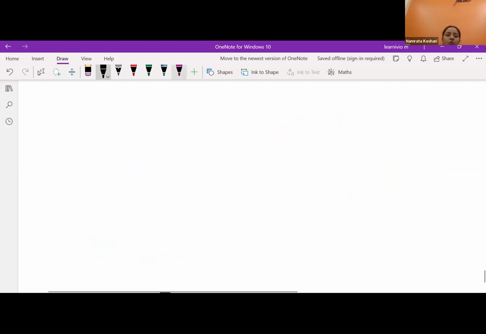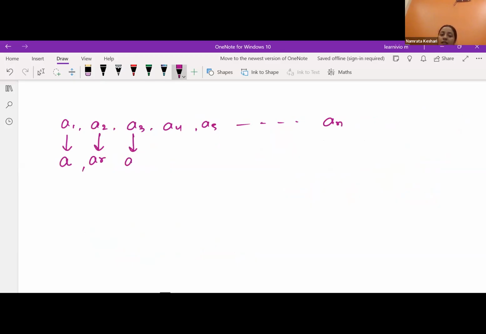That means if we are thinking about GP as A1, A2, A3, A4, A5, up to AN, then P is the product of n terms, which we also write. A1 we write as A, A2 we write as A into R. A3 can be written as AR square, A4 as AR to the power 3, and A5 as AR to the power 4. Are you getting what I am writing over here?